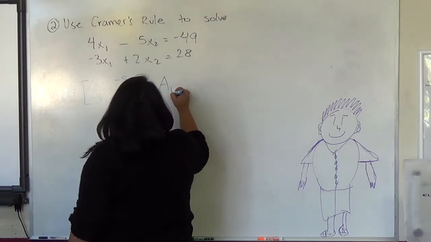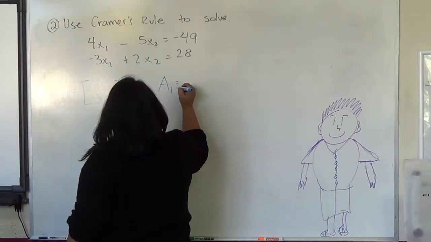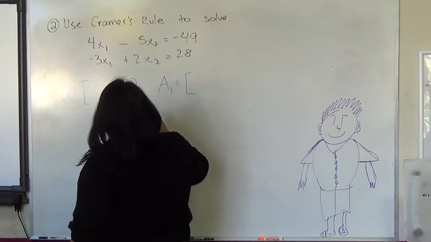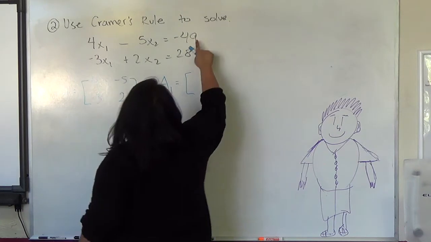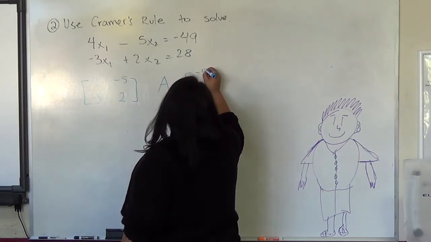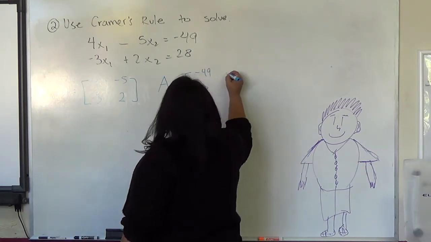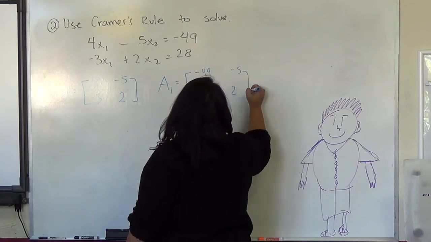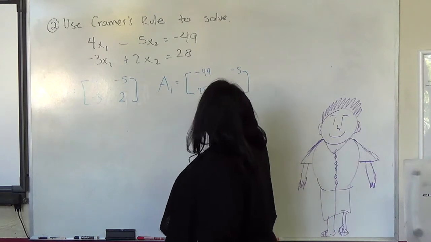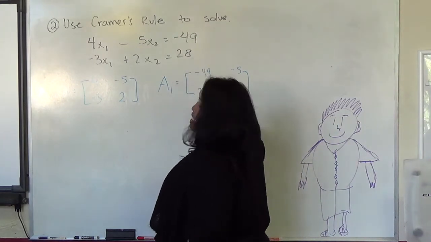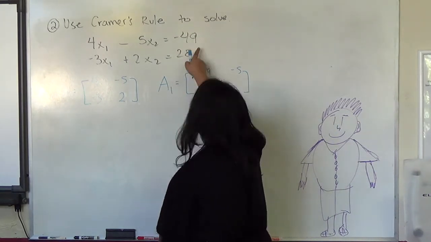A sub 1 is going to be, I'm going to take this first column and replace it with this answer. So negative 49, 28, and then negative 5 and 2. Everything else stays the same. So whatever column the variable is in, you replace that column with the answer.